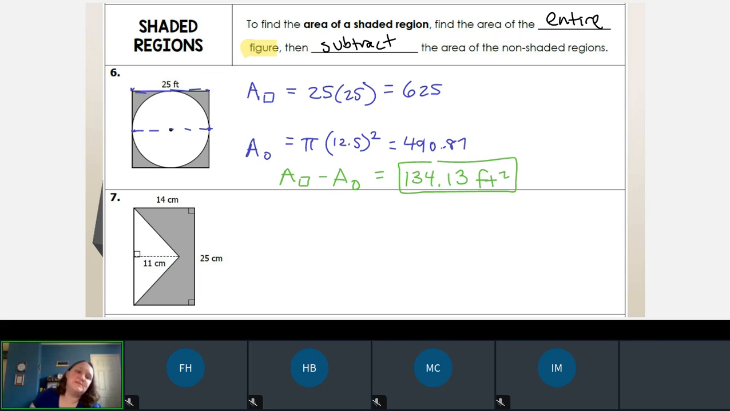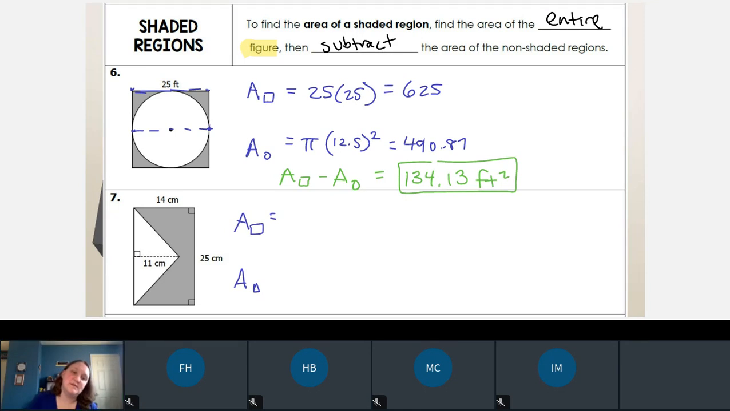All right, let's look at number 7. What shapes do you see there in number 7? A triangle. Yep, I do. I see a triangle. And a rectangle. Yes. So let's find the area of the rectangle. We'll find the area of the triangle. And then to find the shaded part, we will subtract.